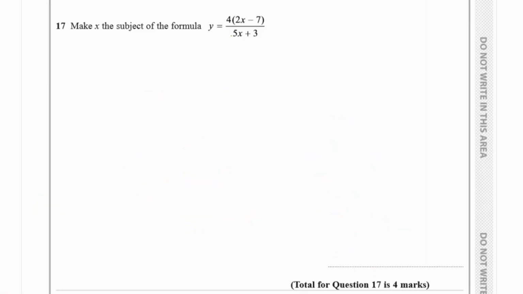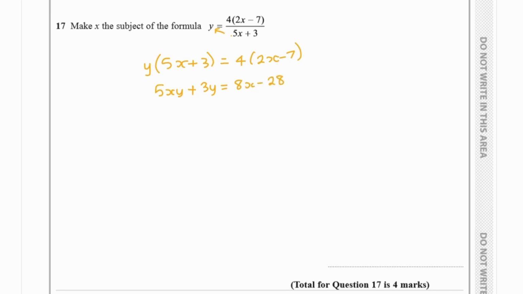Number 17. Make x the subject of the formula y is equal to 4 times 2x minus 7 over 5x plus 3. So the first thing we're going to do is try and get rid of the denominator by cross-multiplying and making it a linear equation. So we would have y times 5x plus 3 is equal to 4 times 2x minus 7. If we then expand this bracket, we would have 5xy plus 3y is equal to 8x minus 28.